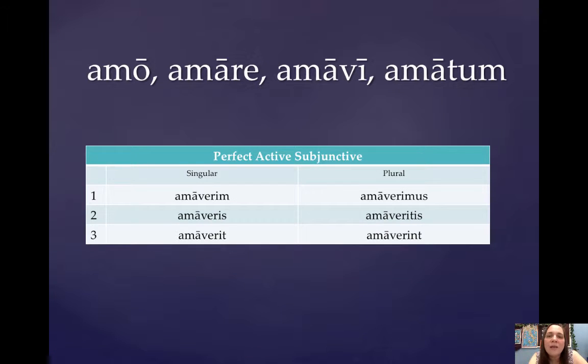Okay, so let's look at how these endings form on actual verbs. I have a couple of charts here. You guys should write all of them down. We're going to start with our first paradigm verb, amō, amāre, amāvī, amātum. So amāverim, amāverīs, amāverit, amāverīmus, amāverītis, amāverint.